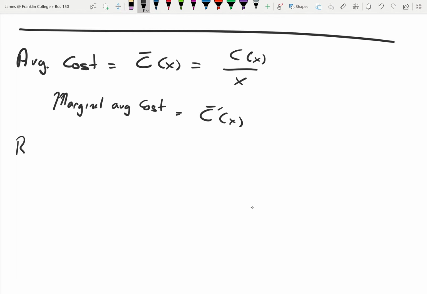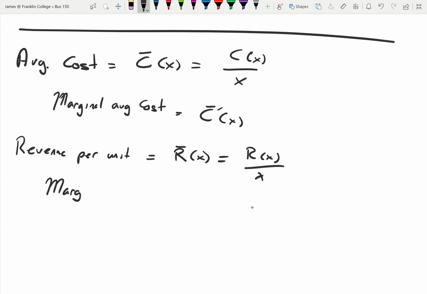We can have a revenue per unit equation, which will equal what we call R bar of x, which will just equal R of x divided by x. And then we can have the marginal average revenue equation, which would just be the first derivative of R bar.